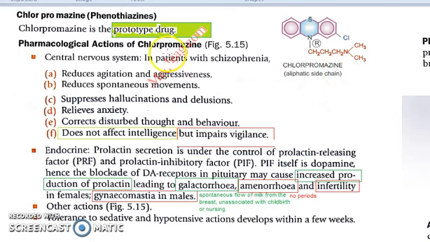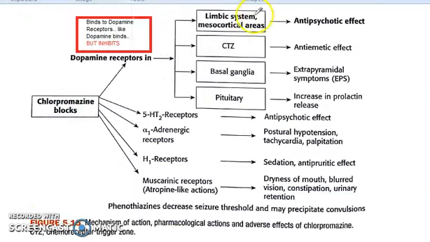Now, what are the actions of chlorpromazine? We have already seen that it works on the limbic system and the mesocortical areas, and it has an antipsychotic effect. It also works on the 5-HT2 receptors, so it has even the atypical action here. That's what you have to note.